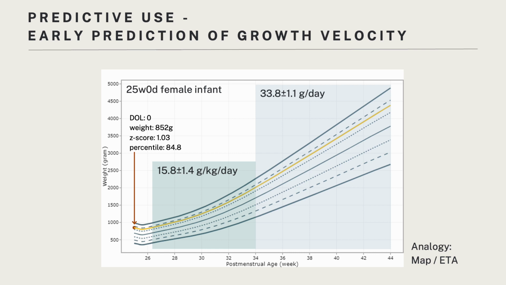And so if we just use the birth percentile, we could already predict what growth would be like for this infant. The growth rate would be 15.8 grams per kilo per day in the weight acceleration phase and about 34 in the stable weight gain phase, similar to what the final trajectory shows. So this is like entering a destination in your map app to obtain the ETA, right? You know when you'll get to the destination before even starting driving the car.